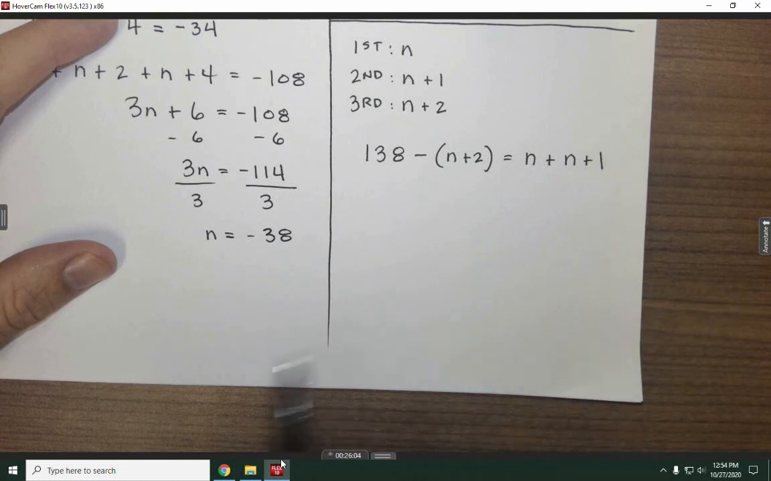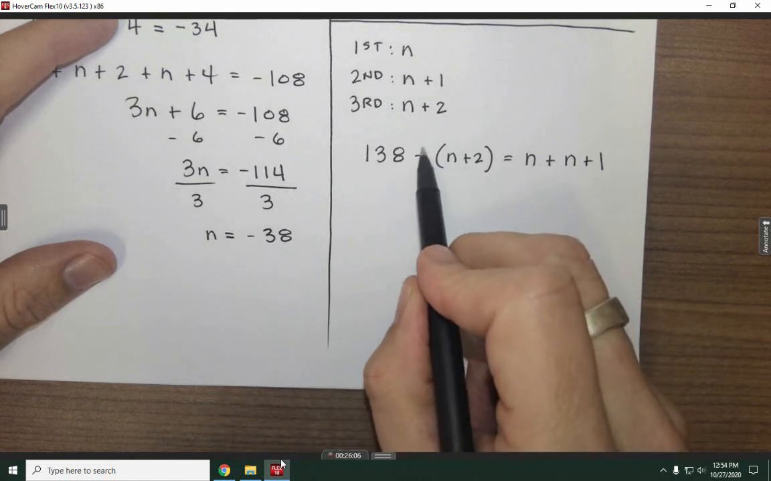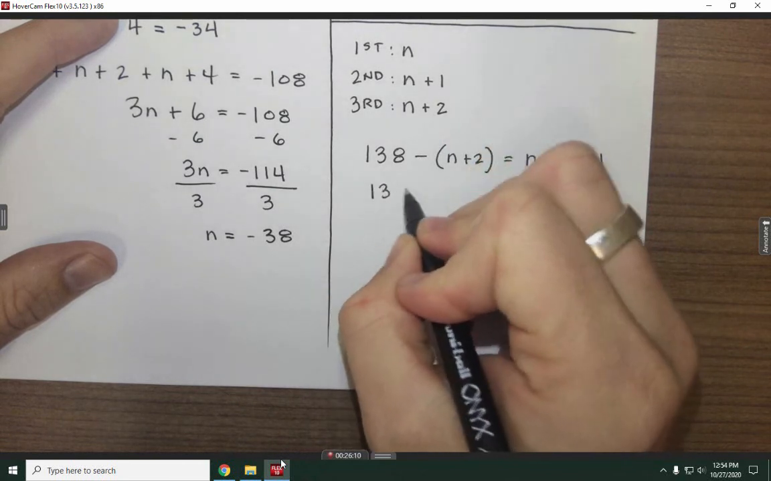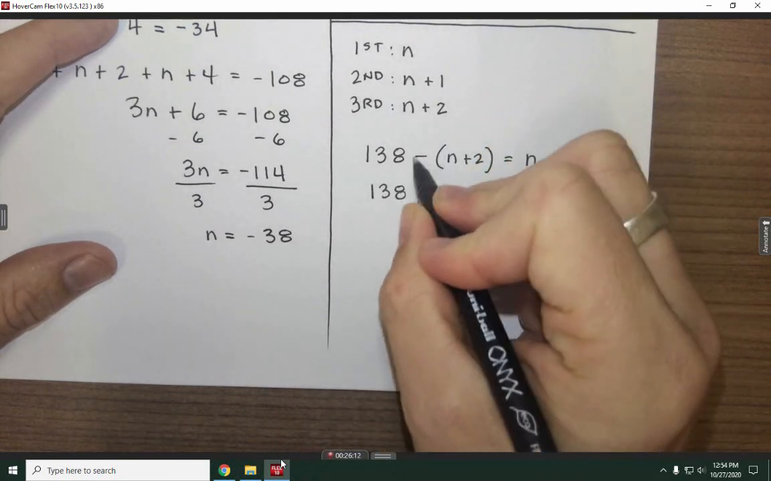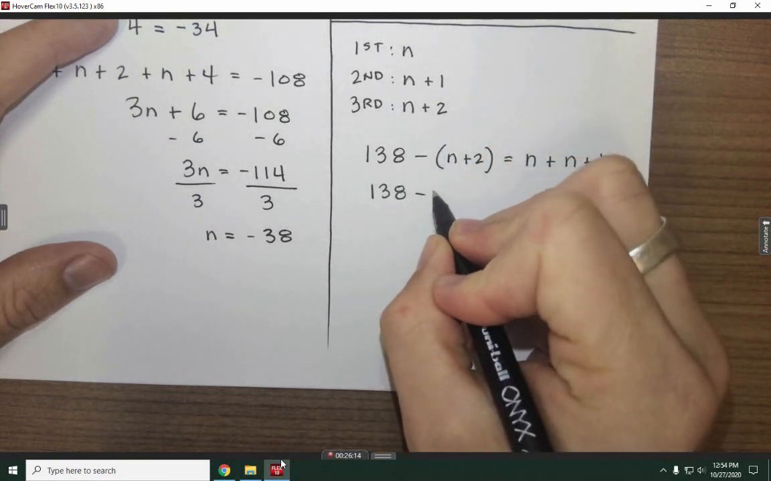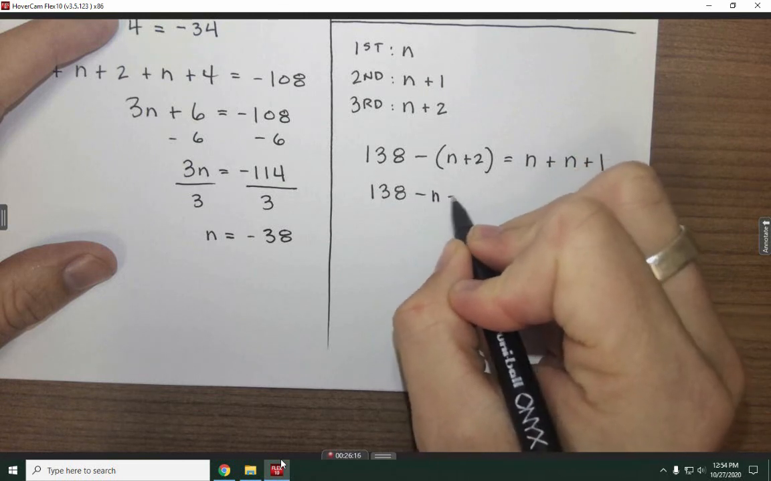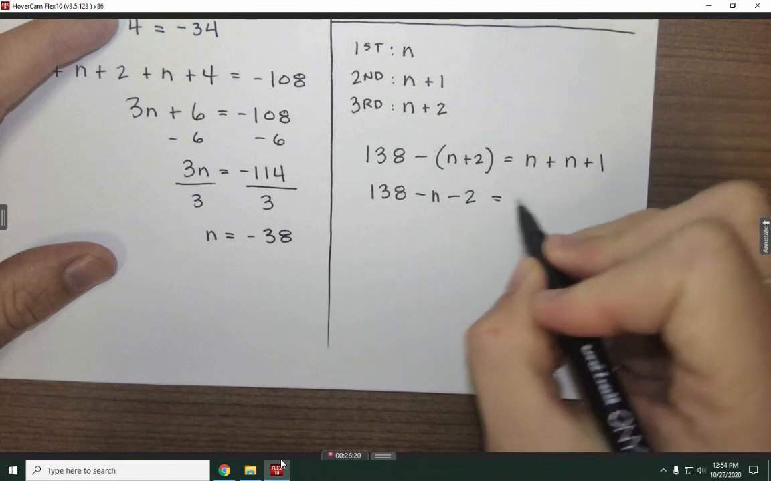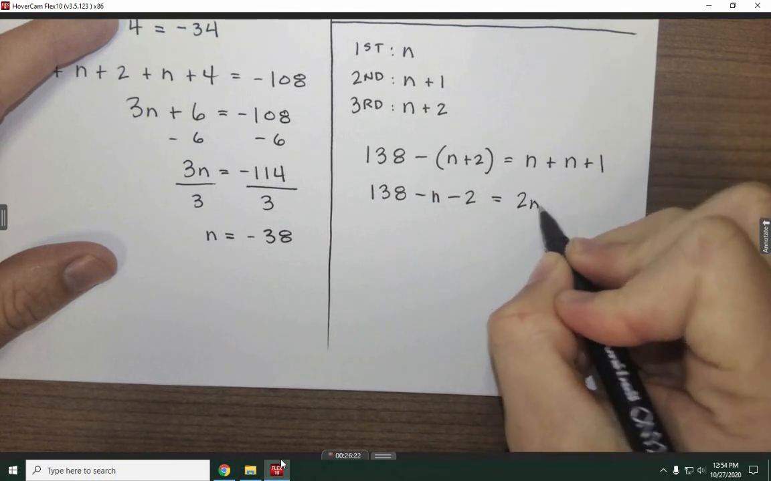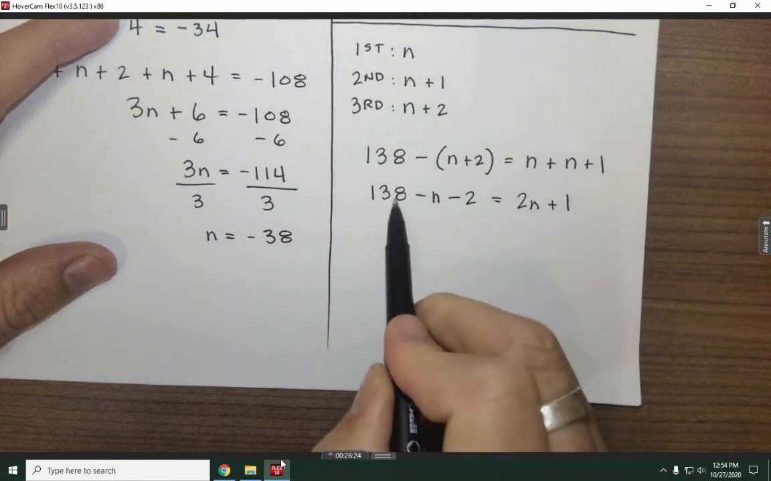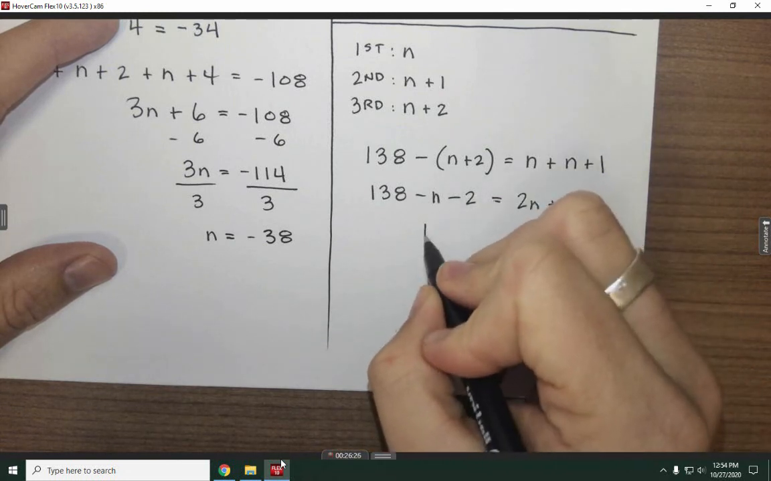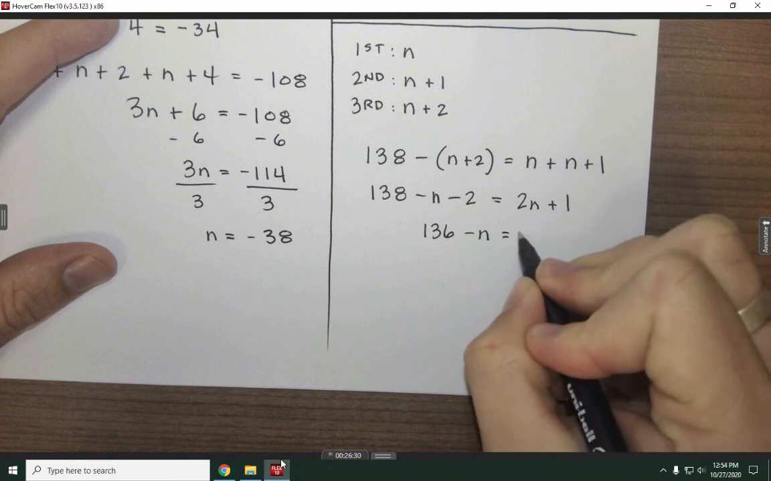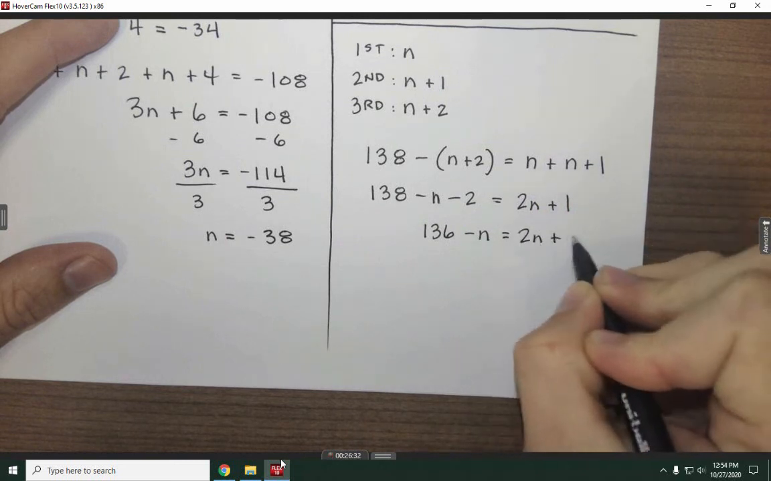There's first and second. So the first thing we're going to do is distribute this negative to both of these. A lot of people forget to put this in parentheses and distribute that. That's the reason why we do it wrong. So just make sure you do that. And so then I can add my n's together. That's going to give me 2n plus 1. We could subtract here, so that gives me 136 minus n equals 2n plus 1.